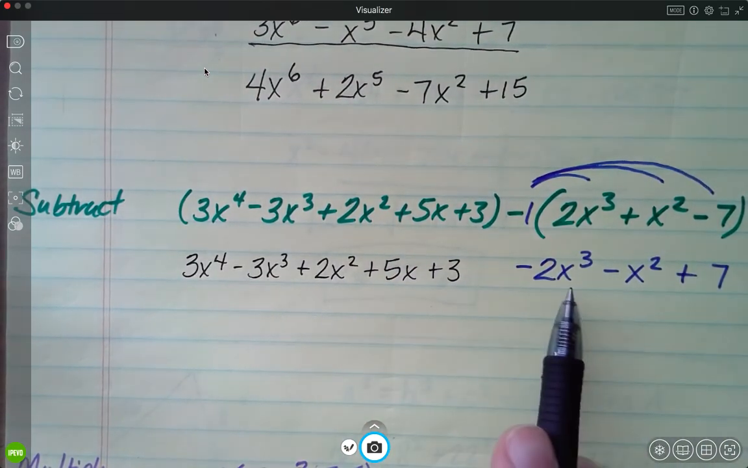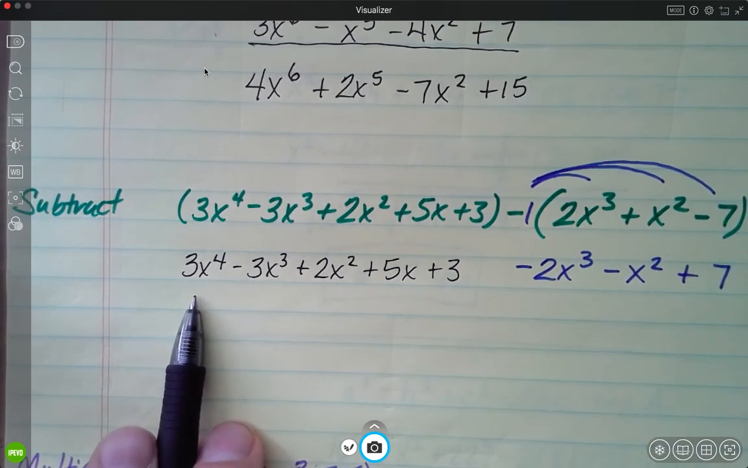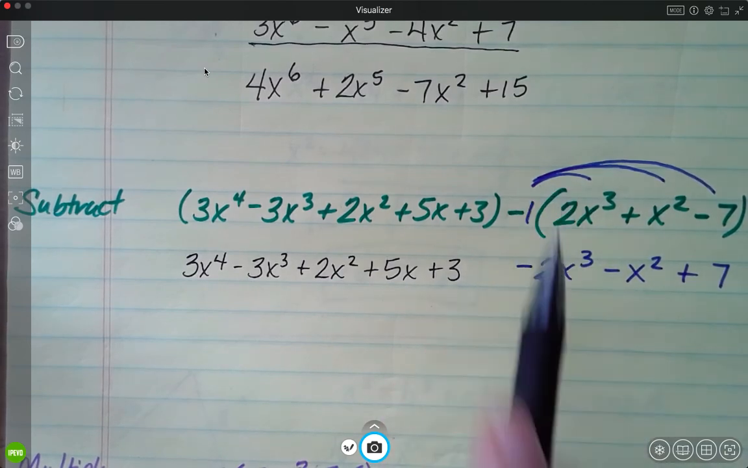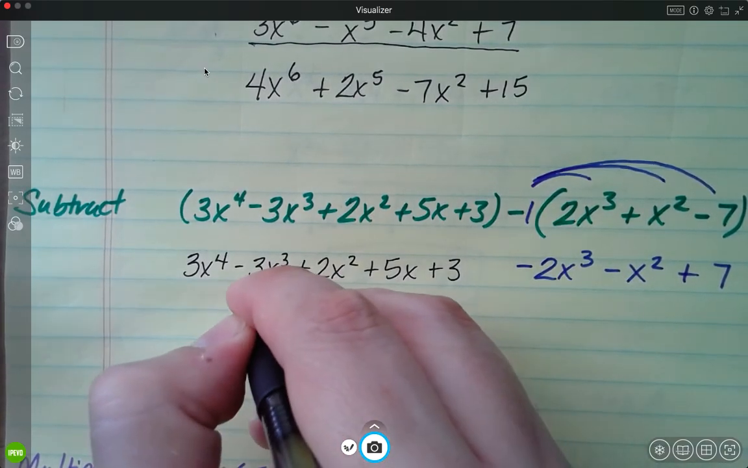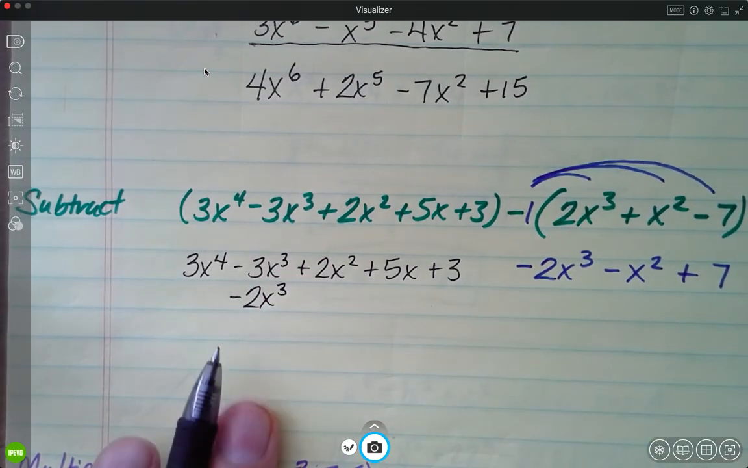And I'm going to go ahead and put my like terms underneath. So notice that I don't have an x to the 4th, so I'm not going to put anything there, but I did have a minus 2x cubed. So I'm going to put that with my other x cubed term. I want to make sure I line up my like terms.